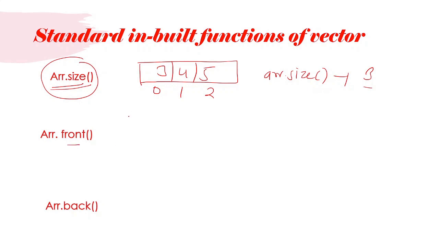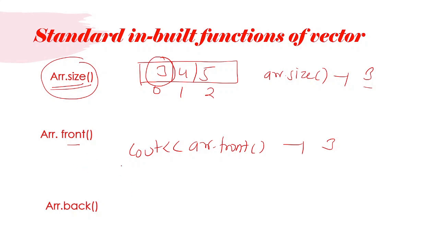So this size mainly helps us to find the size of an array. arr.front. So what does front say? The name itself indicates that front means the element present at the front of an array. If I try to print arr.front, what will be my output? My output will be 3 because the 3 is present at the front of the vector.